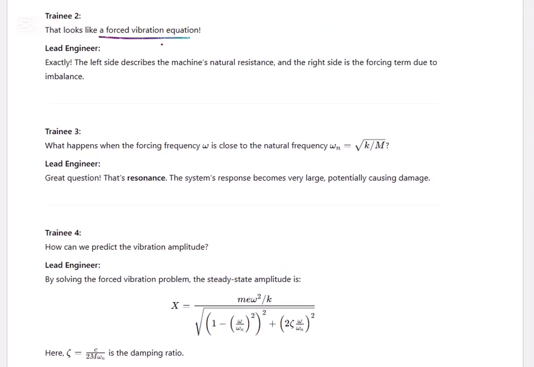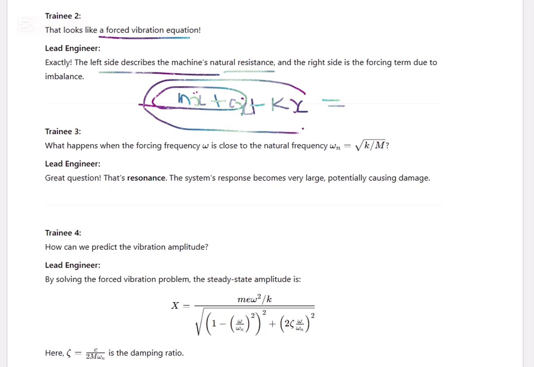That looks like a forced vibration equation. Exactly. The left side describes the machine's natural resistance. So that left side is natural resistance: m x double dot, mass resisting acceleration; c x dot, damping resisting the velocity; and k x, the spring resisting the motion. So this part is natural resistance.